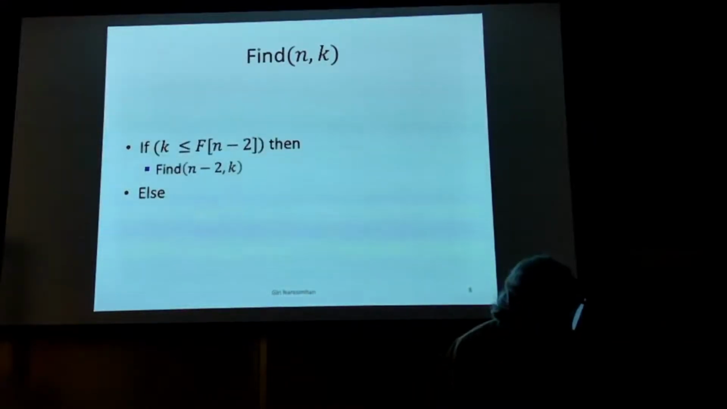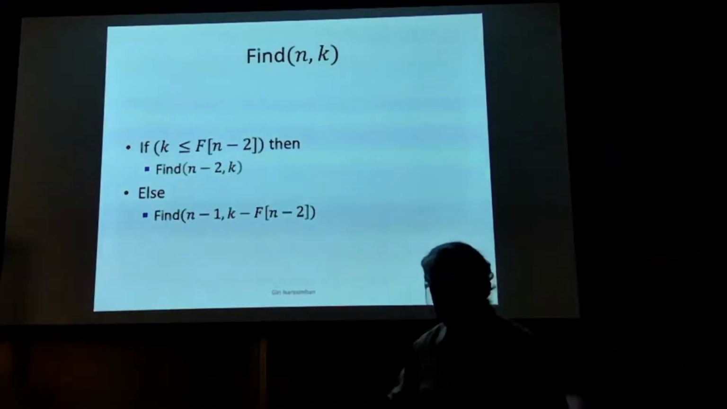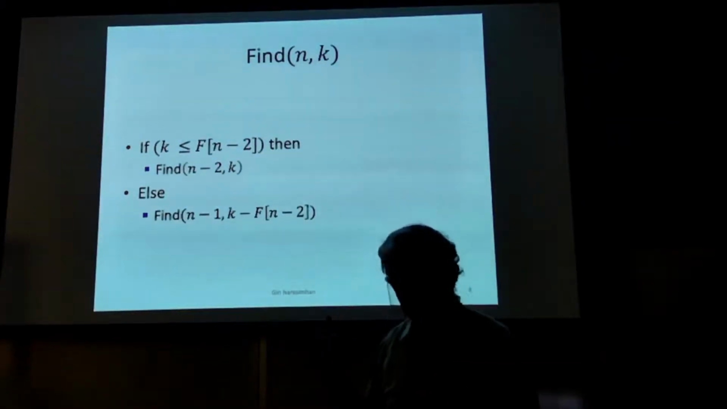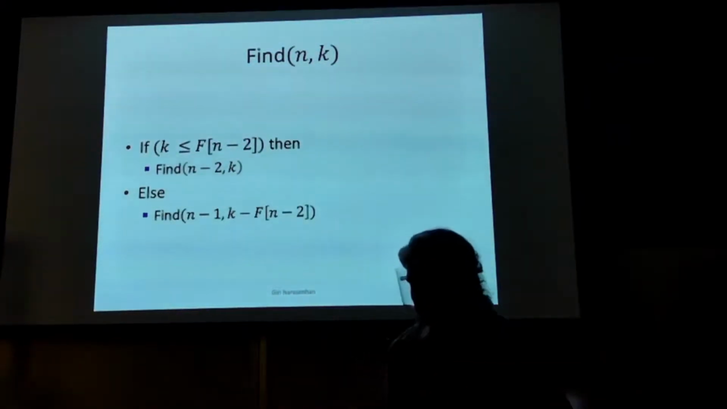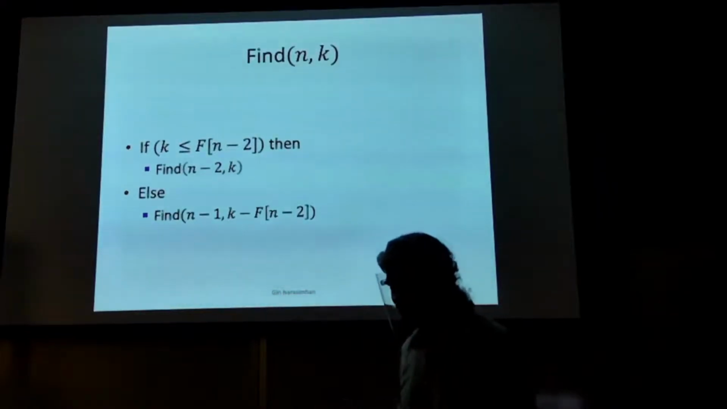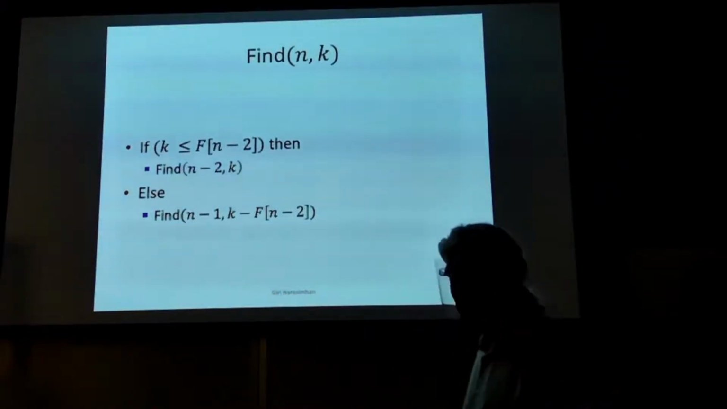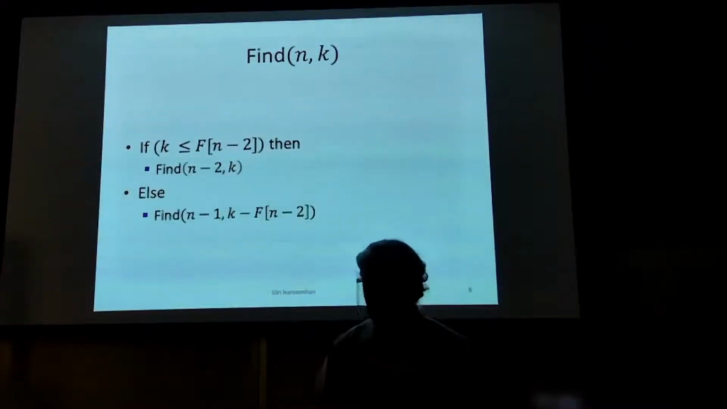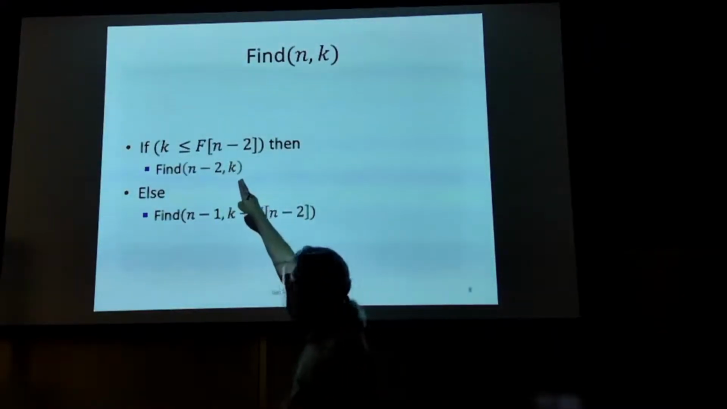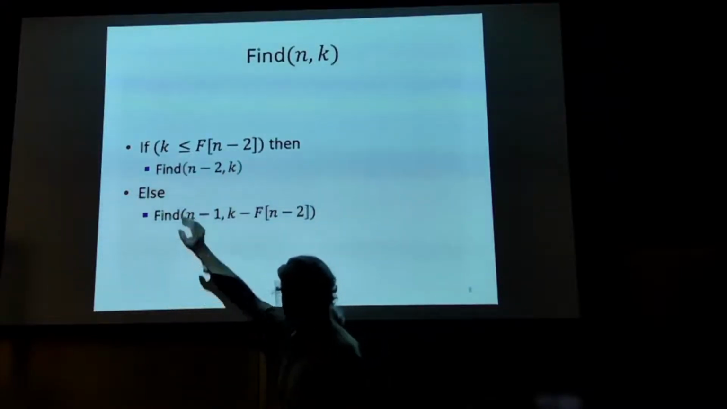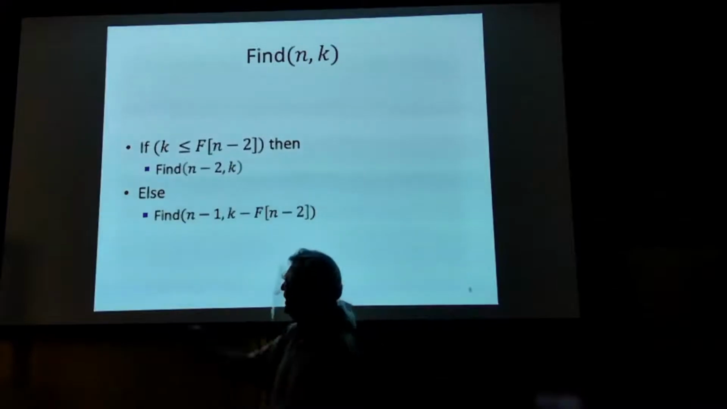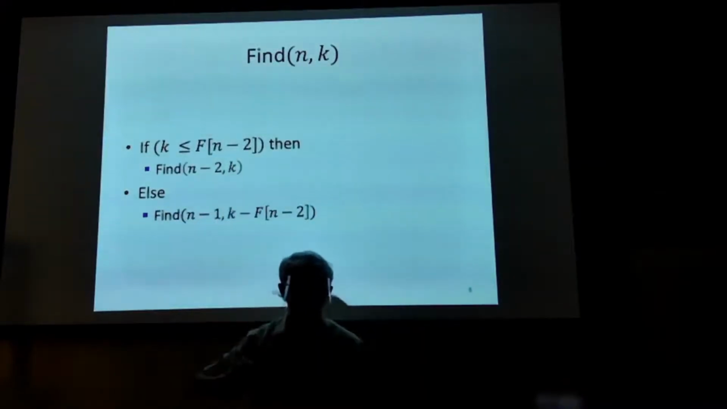So let me give you the answer. This is what it should be. Now, I need you to explain to me why this is so. David just did, but I need you to explain this for yourself. So first of all, if k is less than Fibonacci number n minus 2, it's in the first half, so all I have to do is to figure out the right character in s of n minus 2.